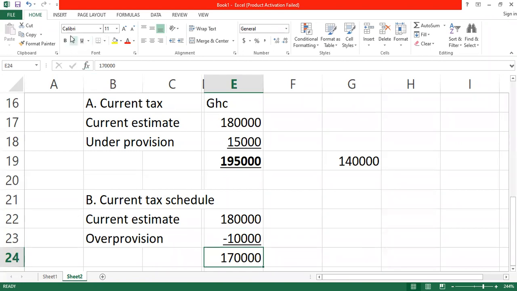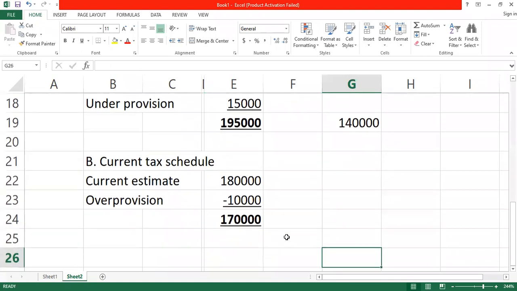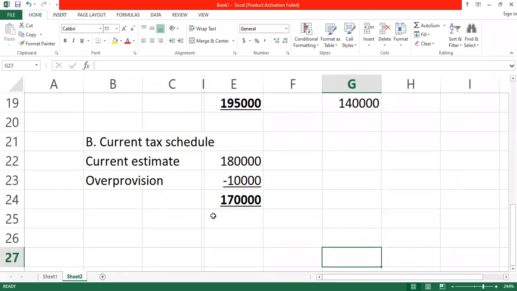All right. So on this note, I can say that we are done with current tax, isn't it? We are done. Under provision or over provision is adjusted against the current year estimate.